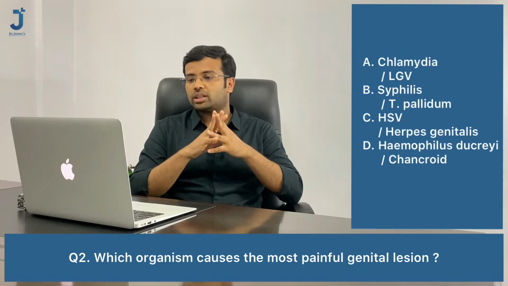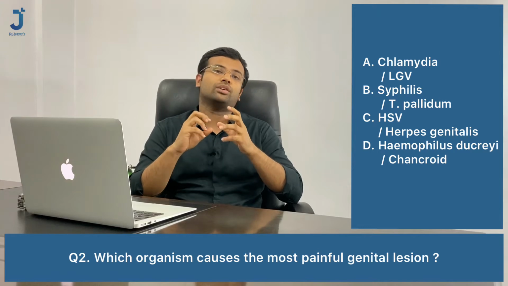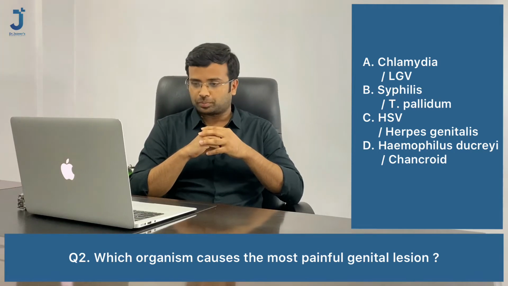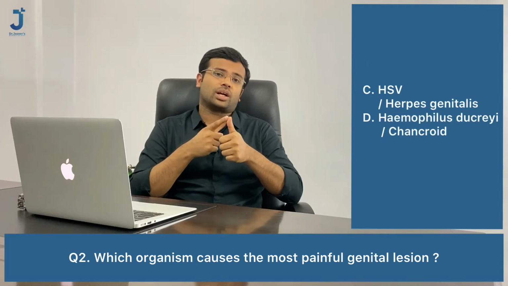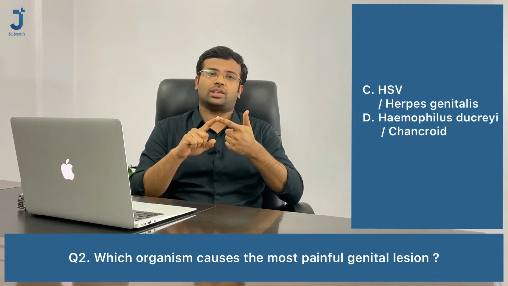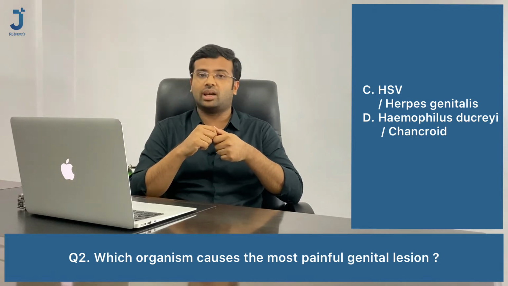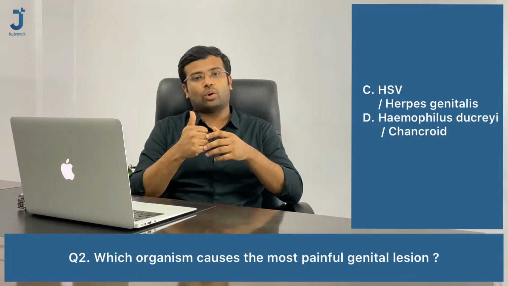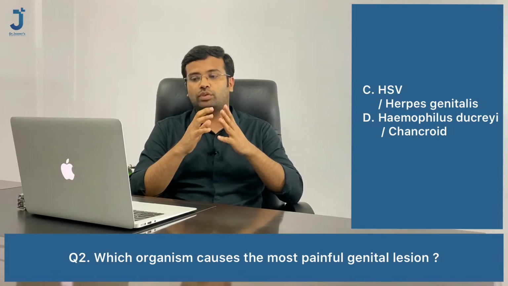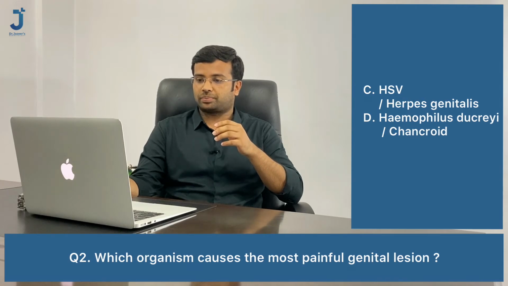Now in this question they asked which organism causes the most painful genital lesion. There are 2 options, one is Shankroid and the other is herpes genitalis. So what are the causative organisms? The options are given in C and D. So multiple answers are correct, that is HSV or herpes genitalis and Haemophilus ducreyi for Shankroid. So that is the right answer for this question. Now let's go to the next question.